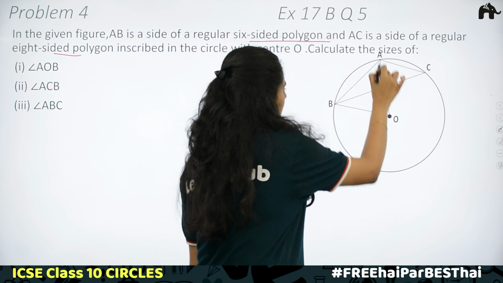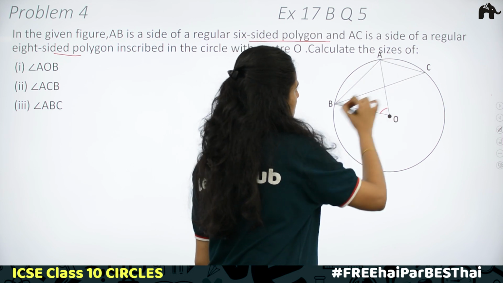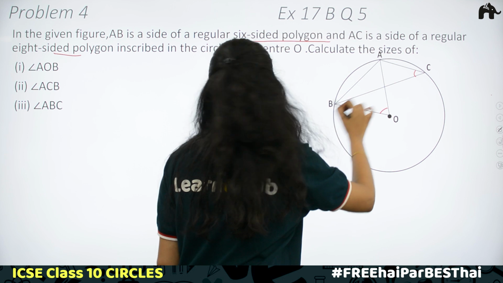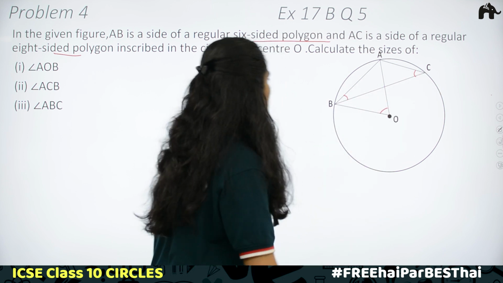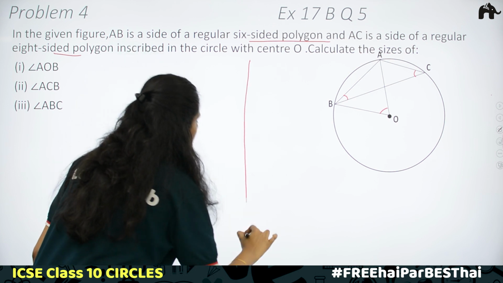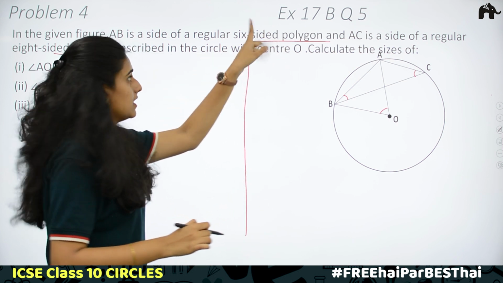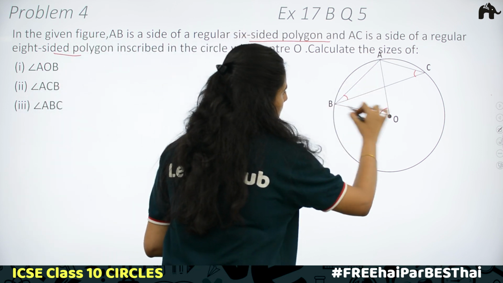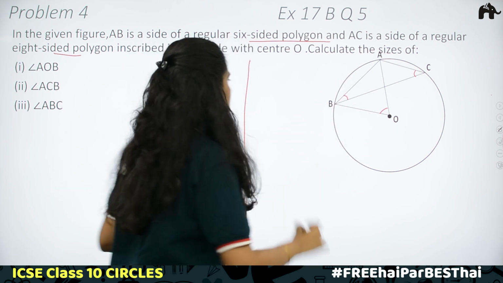AOB is this angle, then ACB, this angle, and ABC, this angle. Okay. Now, it is given that AB is the side of a regular 6-sided polygon. A regular 6-sided polygon is a hexagon. We have AB here. Then what is the angle subtended by AB?